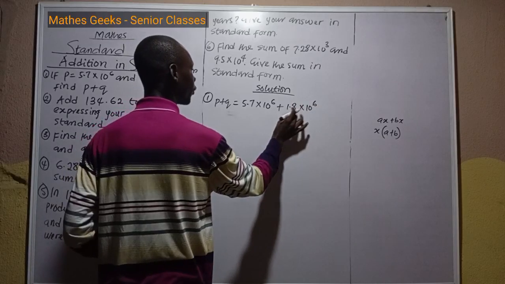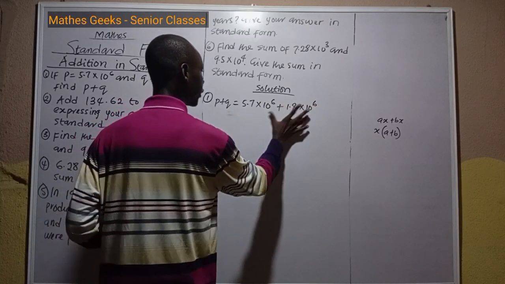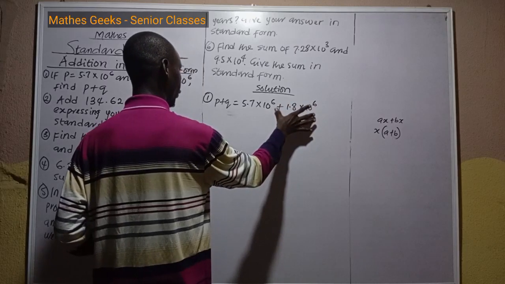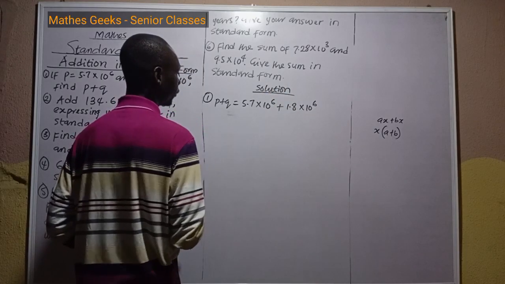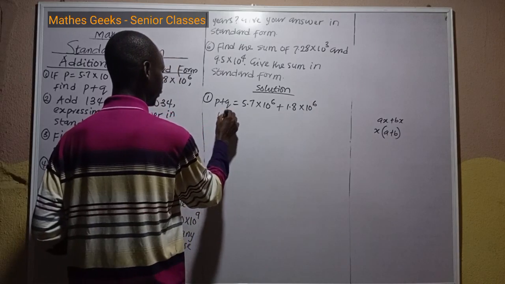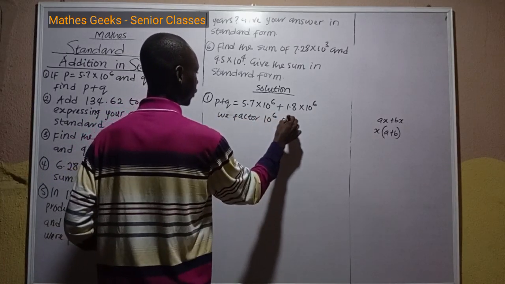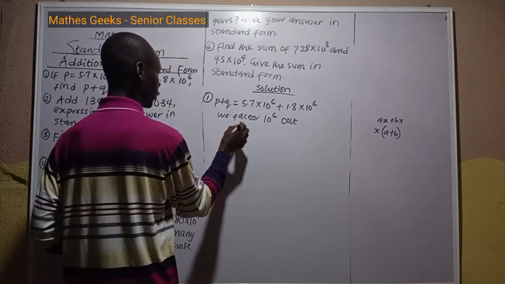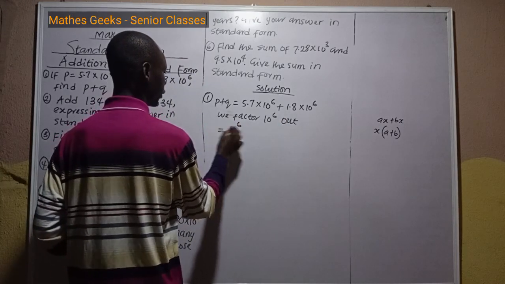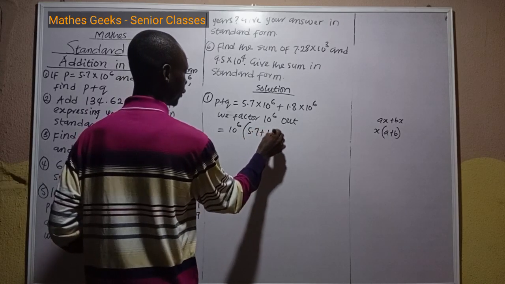This is 5.7 times 10 to the power 6, and 1.8 times 10 to the power 6. In both cases, 10 to the power 6 is common, so we factor 10 to the power 6 out. This will give us 10 to the power 6 times the bracket 5.7 plus 1.8.